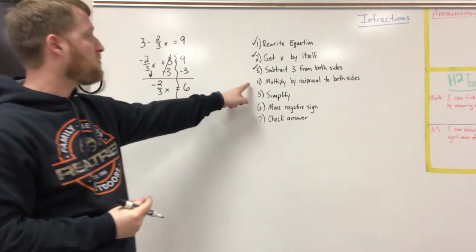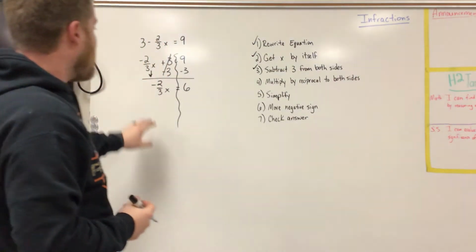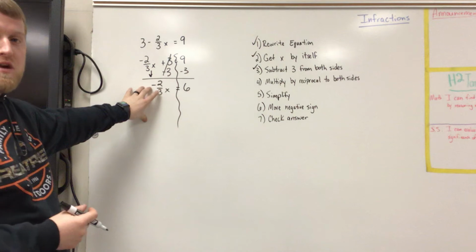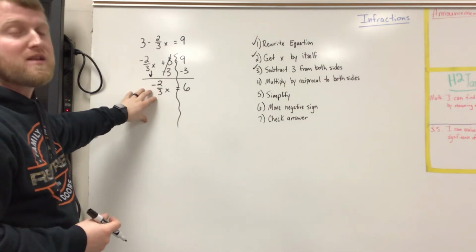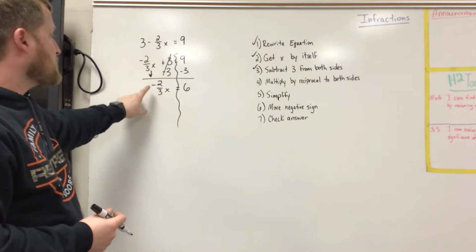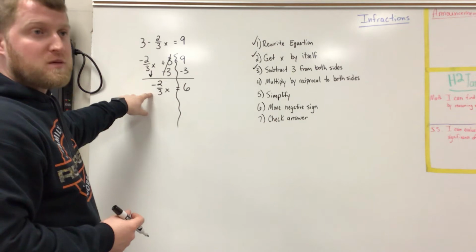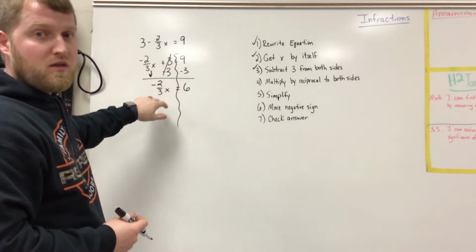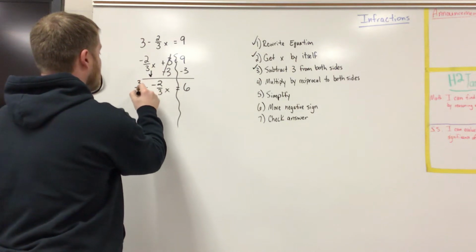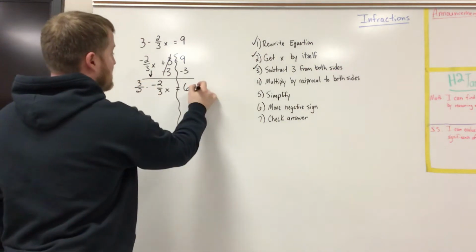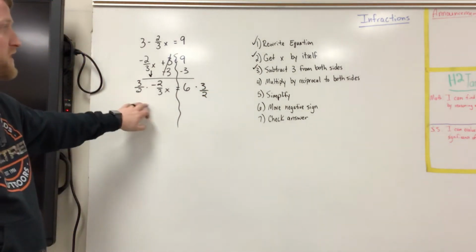Now we have to multiply by the reciprocal on both sides. I'm not going to worry about the negative sign right now. I'm just going to leave that term as a negative, and I will deal with that negative sign in a few moments. So let's multiply by the reciprocal of this fraction. This fraction is 2/3. The reciprocal of that, or the opposite of that, is going to be 3/2. So I'm going to multiply 3/2 to the left side of the equation and to the right side of the equation. Now we can simplify.